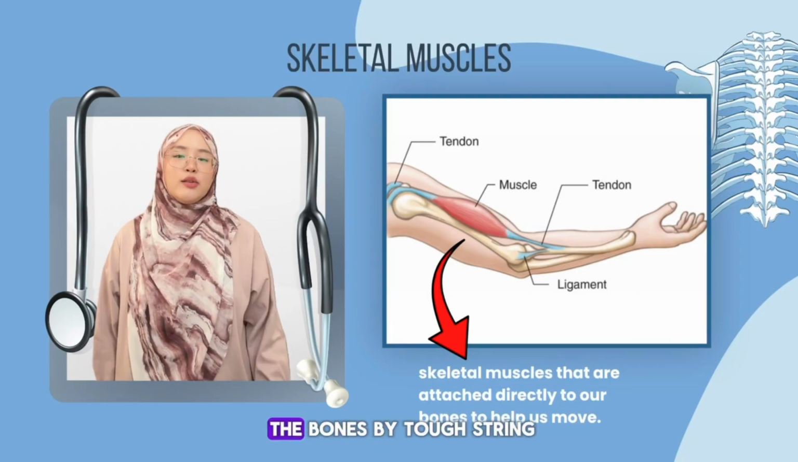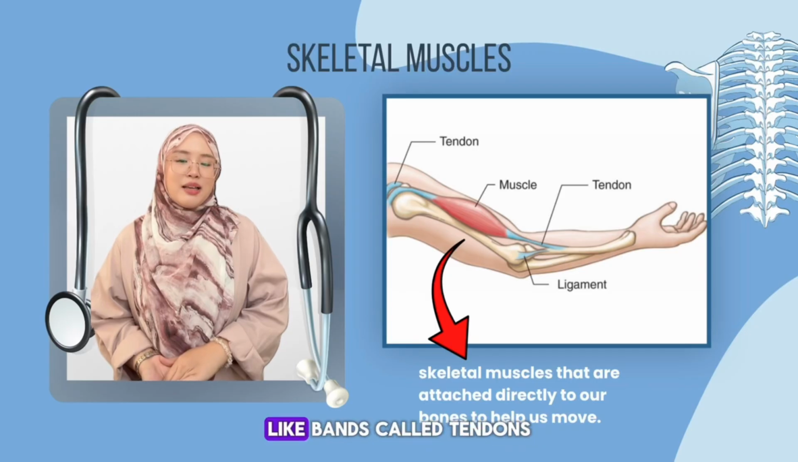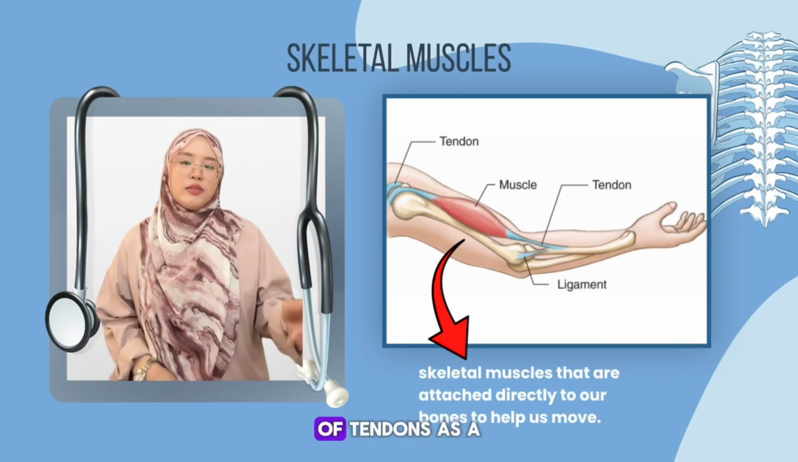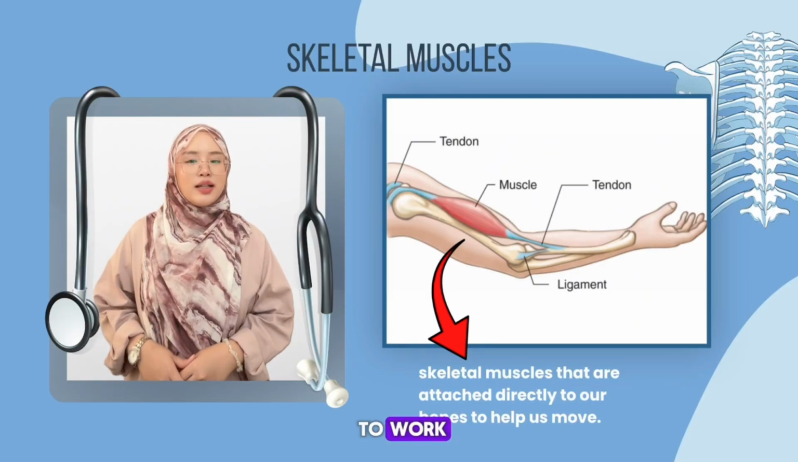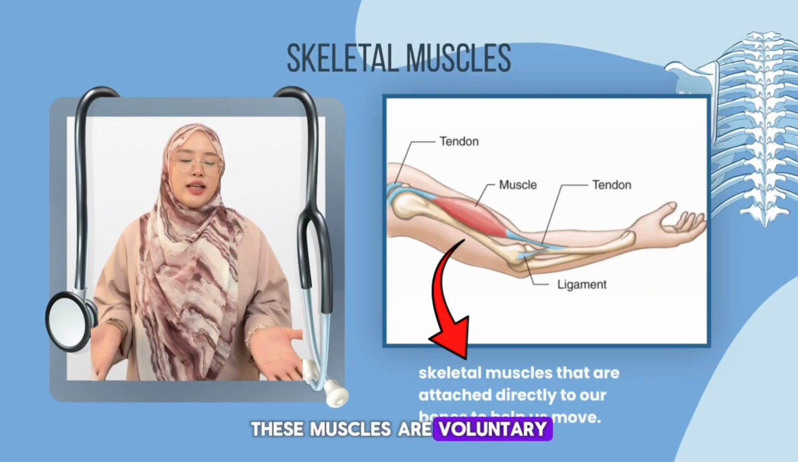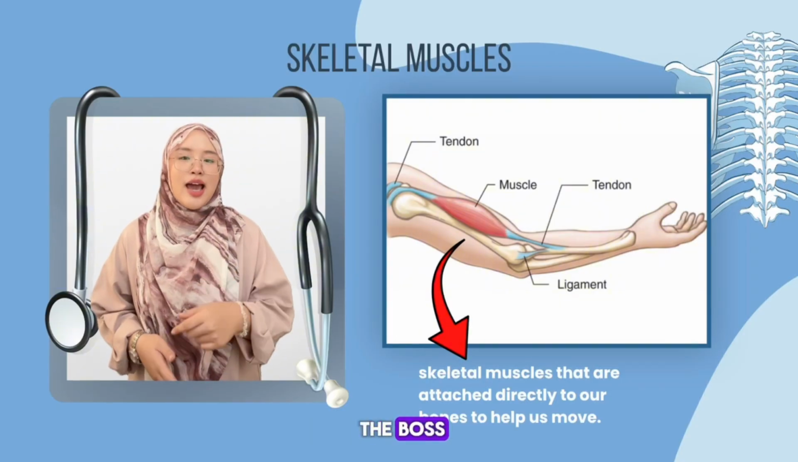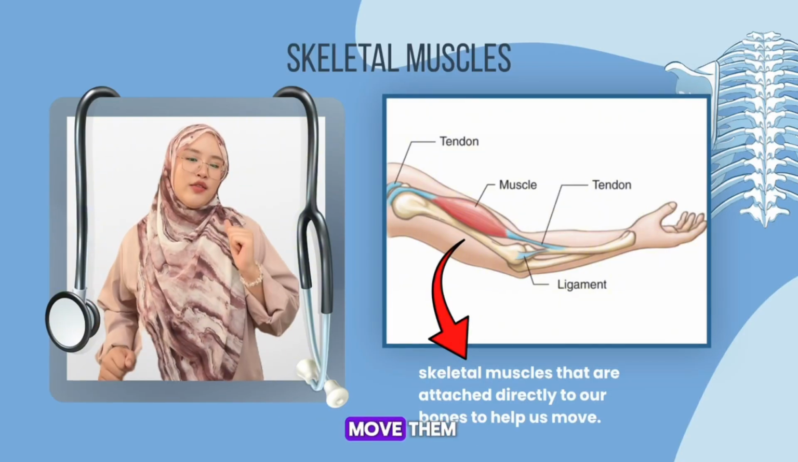They are connected to the bones by tough, string-like bands called tendons. You can think of tendons as strong cables that pull the bone whenever the muscle is ready to work. These muscles are voluntary, which means you are the boss and you decide exactly when you want to move them.